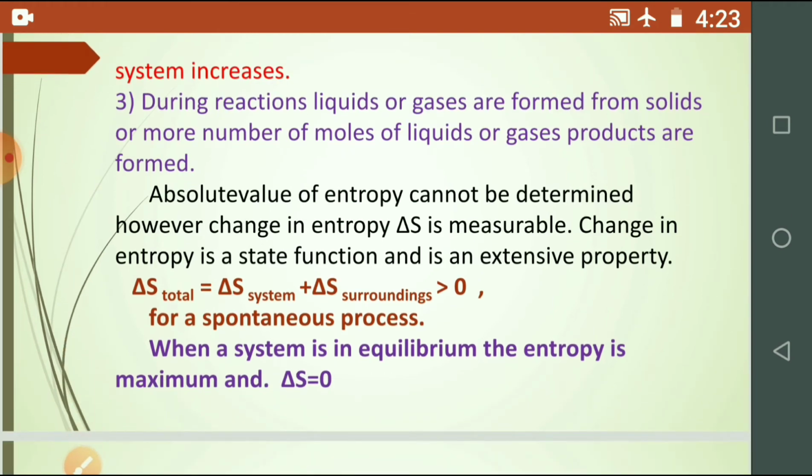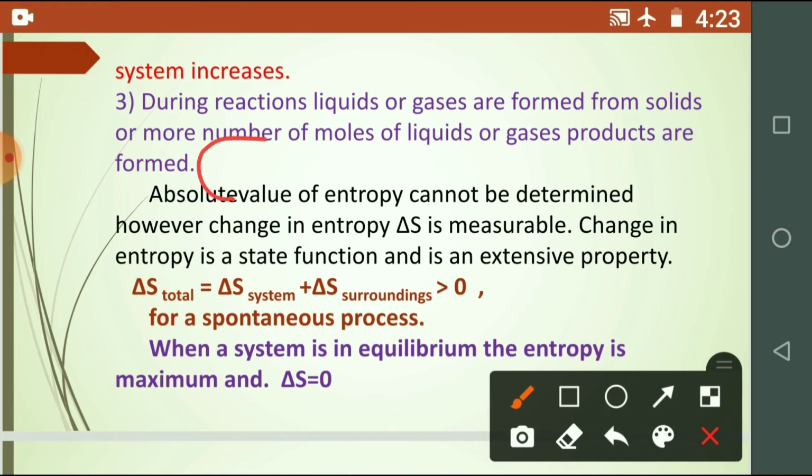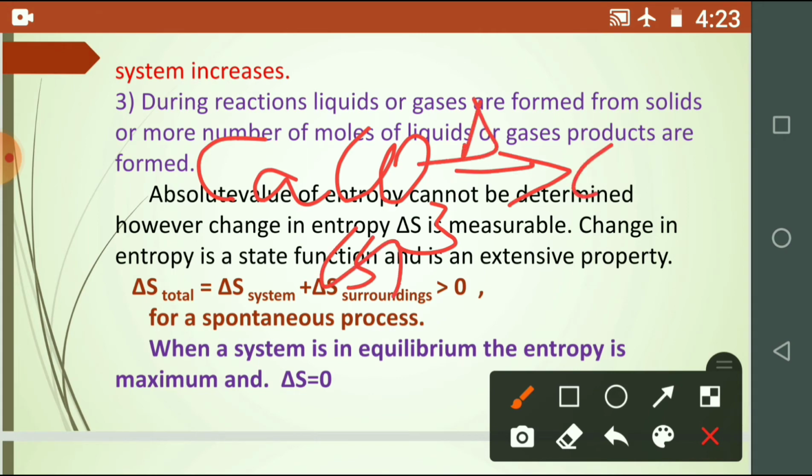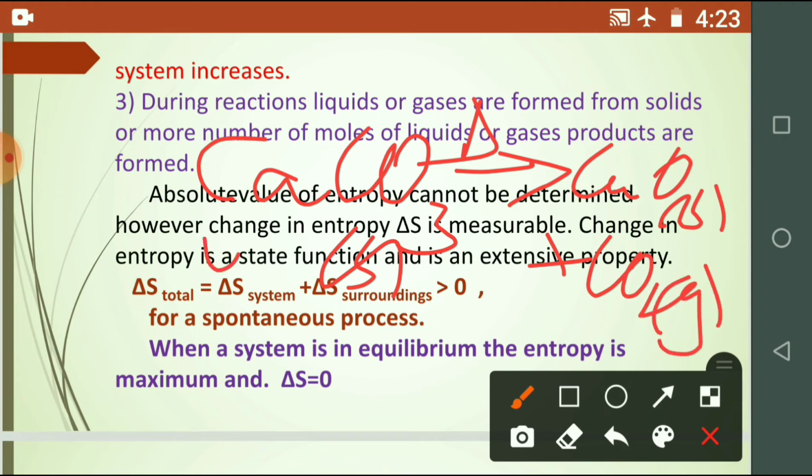Similarly, during reactions, liquids or gases are formed from solids, or more moles of liquid or gaseous products are formed. ಇದಕ್ಕೊಂದು ಎಕ್ಸಾಂಪಲ್ ತಗೋಣ. Say, calcium carbonate is a solid. If we heat it strongly, it forms calcium oxide solid and carbon dioxide gas. So, ಏನಿತ್ತು solid ಅಲ್ಲಿ ordered form.